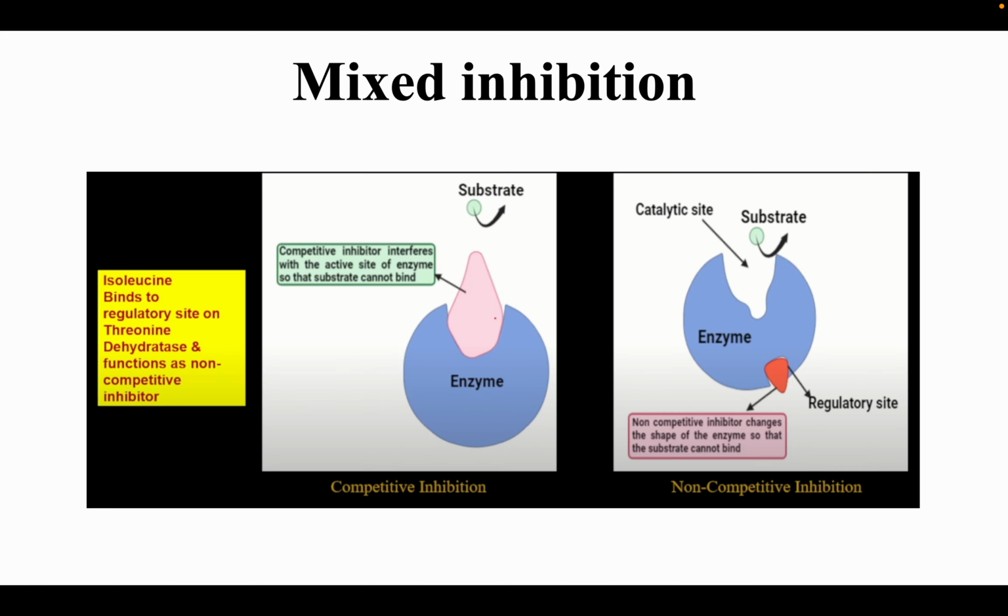So what is the difference between competitive and non-competitive inhibition? First of all, in competitive inhibition the inhibitor will bind to the active site, whereas in non-competitive inhibition it will bind to an allosteric or regulatory site and modify the active site. These are the examples and representations of how competitive and non-competitive inhibition work.